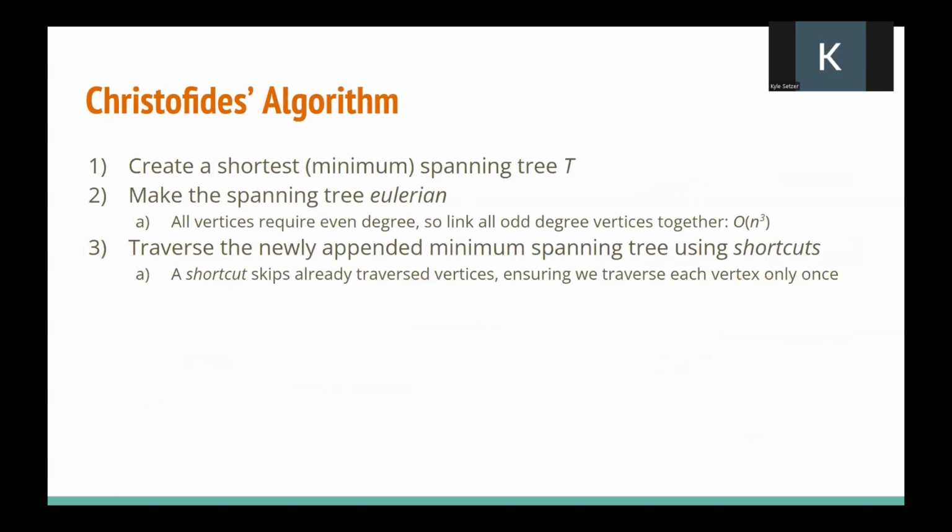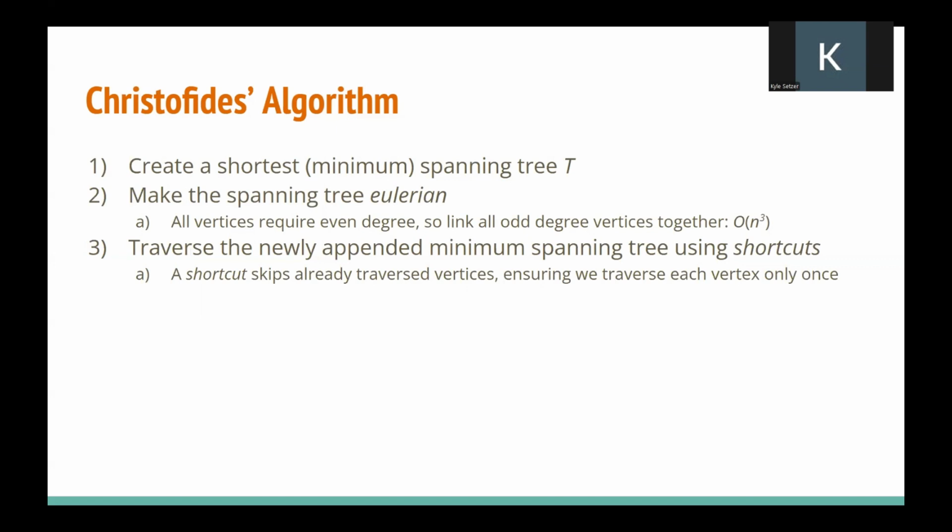So what is Christofides' algorithm? Well, it's really straightforward once you start really getting into it, and we'll show an example in just a moment. We need to start by finding the minimum spanning tree T of the graph. This can be done using Kruskal's algorithm, as we'll see in just a bit. We then need to make this minimum weight spanning tree Eulerian. This means that all vertices need to have an even degree, so we need to link all the odd-degree vertices together. This can be completed in big O of n cubed time, so it's polynomial time.